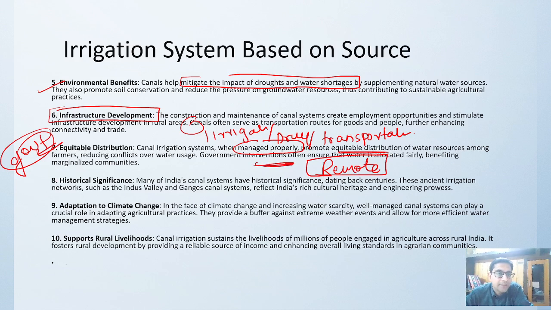And historically, if you go dating back to around 5,000, 6,000 years back, you can talk about the Indus Valley civilization, and the Ganga canal system was there during that time. People were utilizing it, which shows that they were utilizing this canal system for irrigation, drinking water, bathing purpose, or whatever it is.